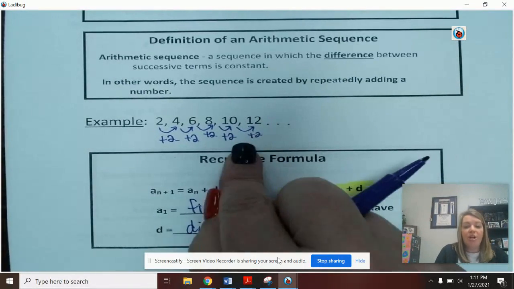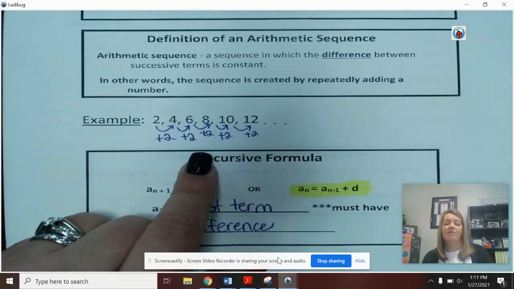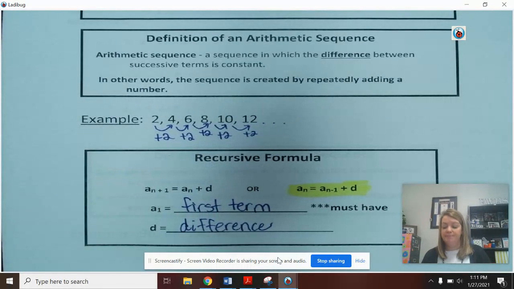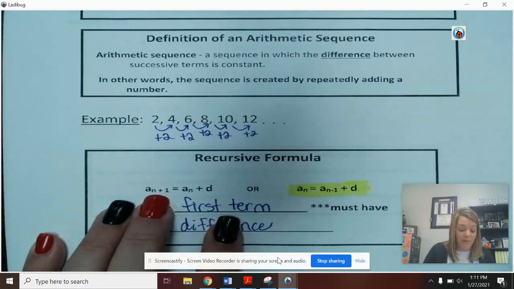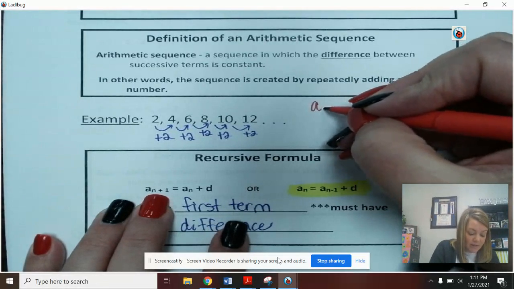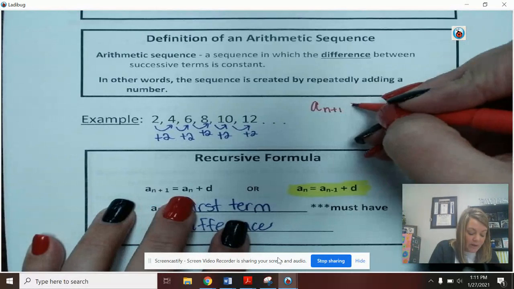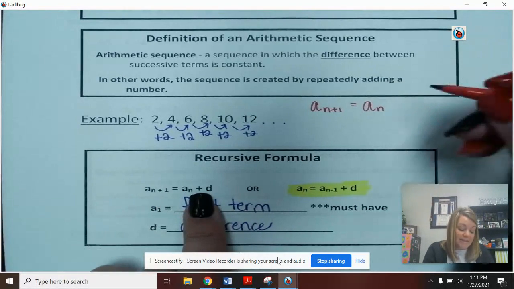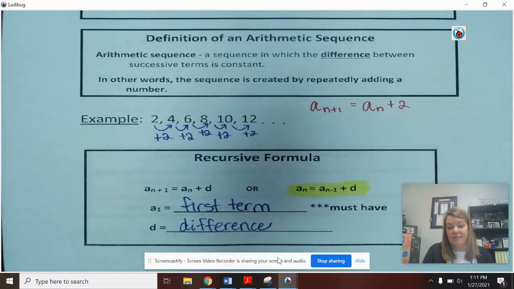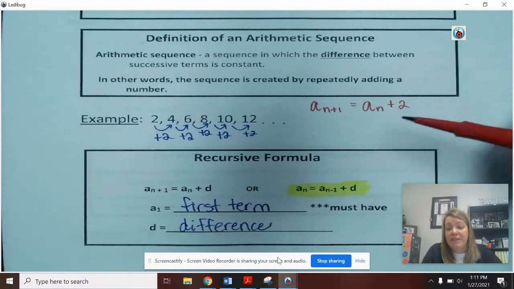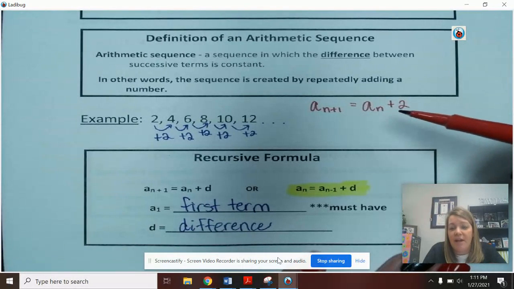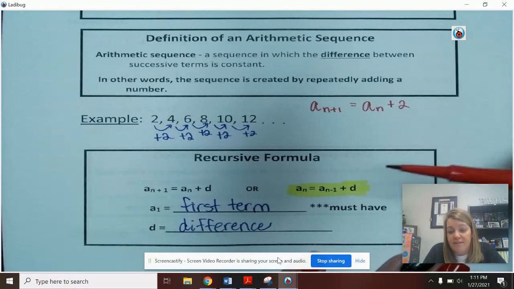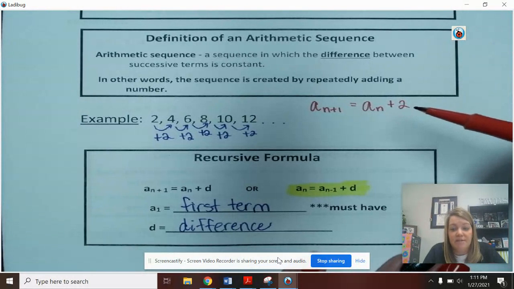Okay, so we're going to go back up here and write the recursive formula for the sequence that we're given up here. I'll write it both ways just to show you what it would look like. If I write it using this formula, it's going to say a sub n plus 1 equals a sub n plus d, so plus 2, the difference. And that's it. You leave the n's there because this allows you to find more terms in the sequence, but you have to know the starting place.